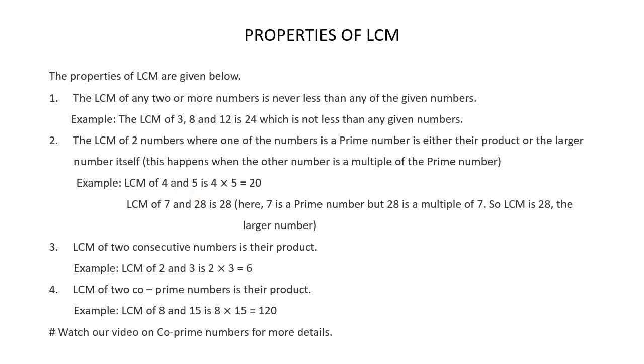Now consider the numbers 7 and 28. Here 28 is the multiple of 7. So the LCM of 7 and 28 is 28. Here 7 is a prime number and 28 is the multiple of 7. So LCM is 28, the larger number. Hope you understood this. The LCM of two numbers where one of the numbers is a prime number is either their product as we found out here or the larger number itself as we found out here.